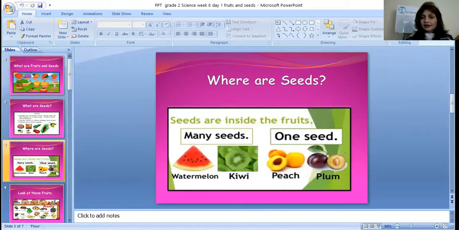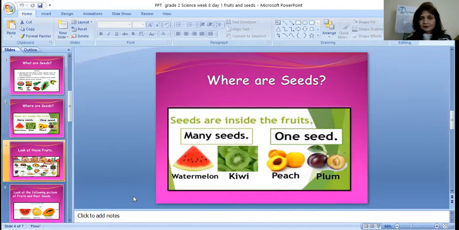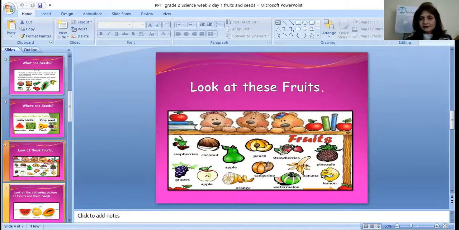Now, where are seeds, right? Now, see, watermelon, it has many seeds. Kiwi also has many seeds. Now, there are fruits which have only one seed. What are those? Peach, a plum. Plum also has only one seed, right? Now, see these are different types of fruits. Apple has a few seeds. Peach has only one.